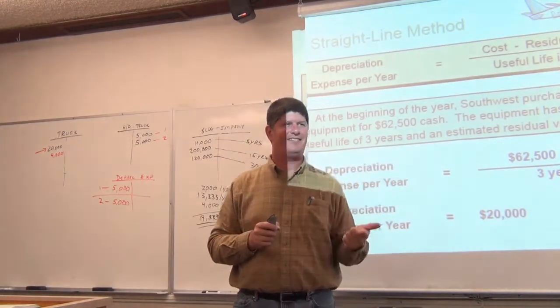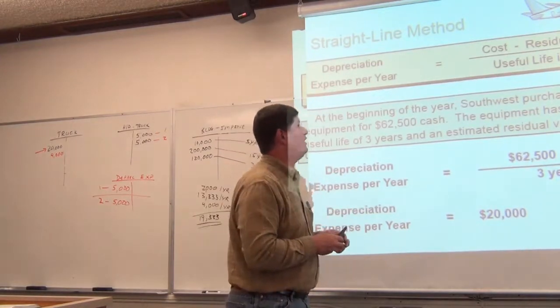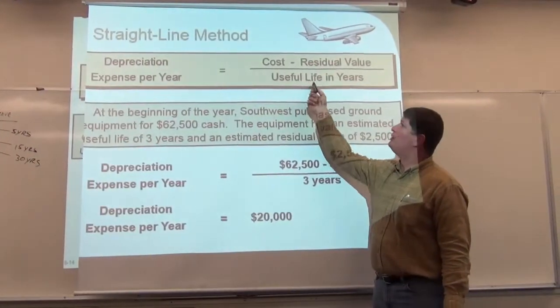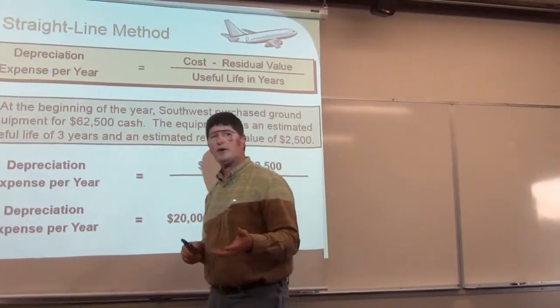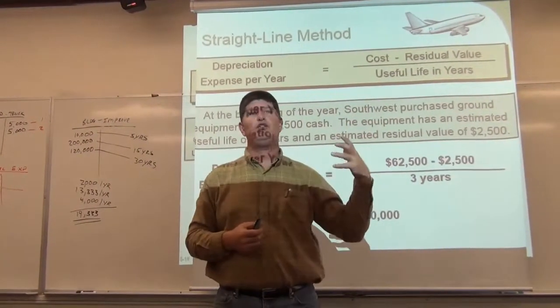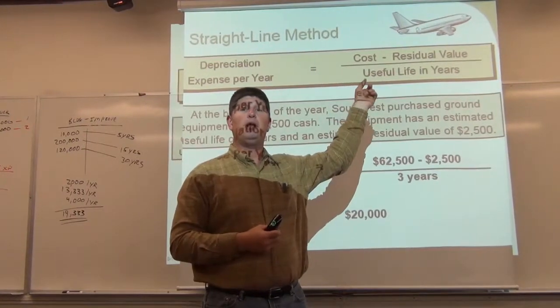Cost minus salvage value over the life. Cost minus the salvage value divided by the useful life. Or cost minus residual value divided by the useful life. If you're calculating depreciation for a year, you use the life in years. If you're calculating it for a month, you use the useful life in months.